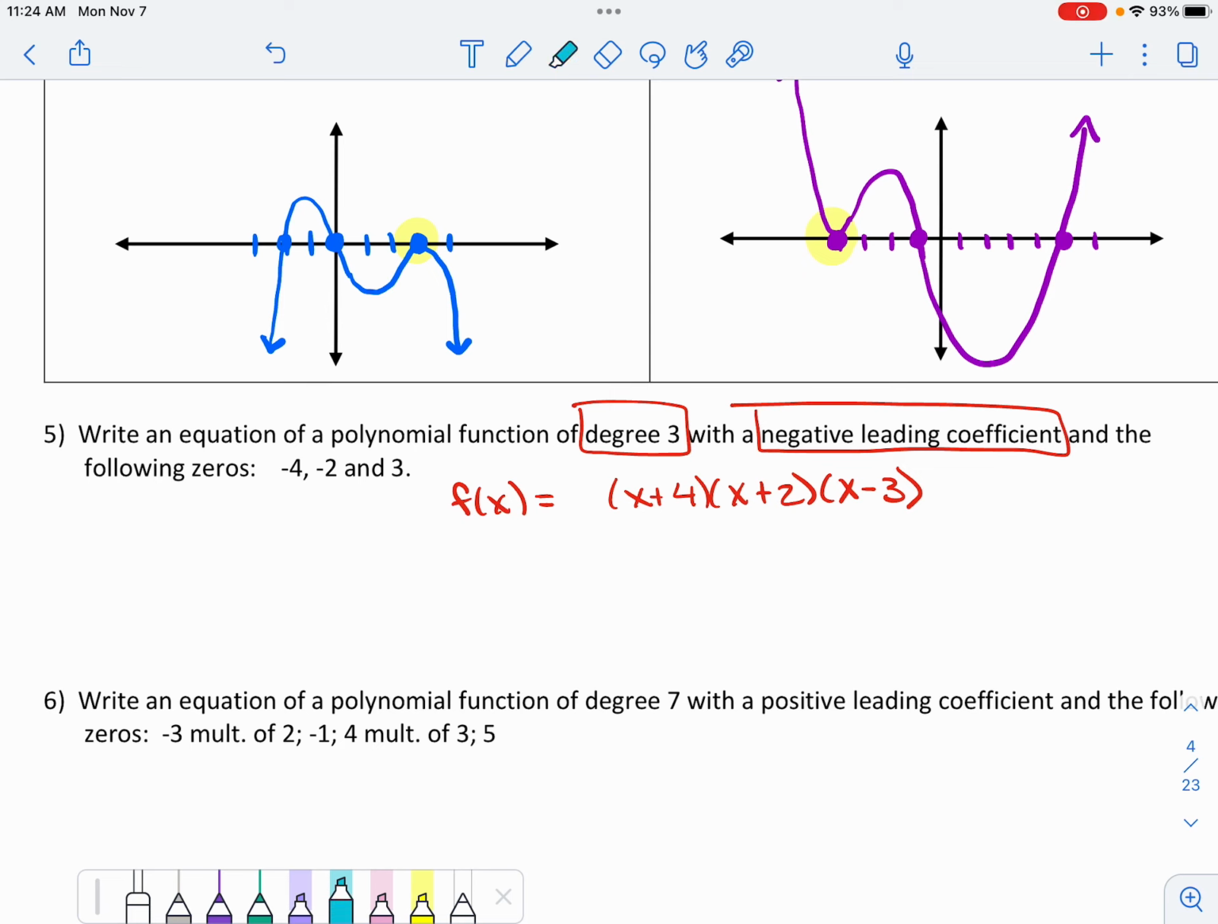The last part is to have a negative coefficient. I'm going to need to pop a negative in there in the front.